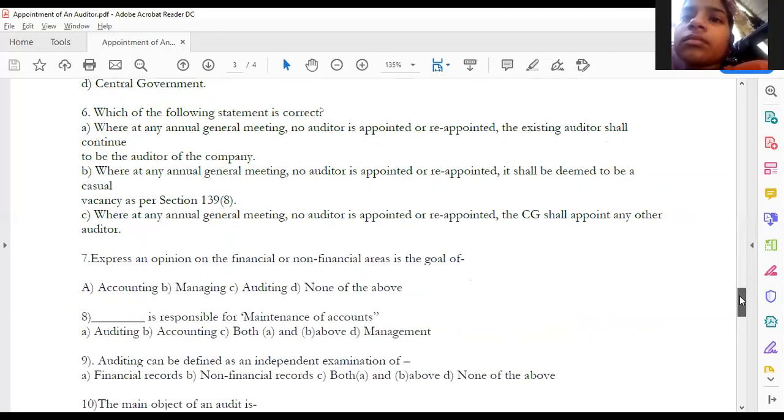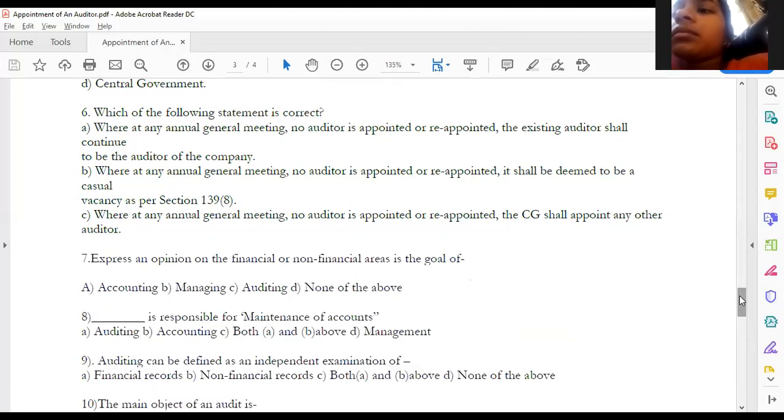Tell me which of the following is correct. Now you have to analyze and tell me: whether at any annual general meeting, if no auditor is appointed or reappointed, the existing auditor shall continue to be the auditor of the company; or it shall be deemed to be a casual vacancy; or the central government shall appoint any other auditor.